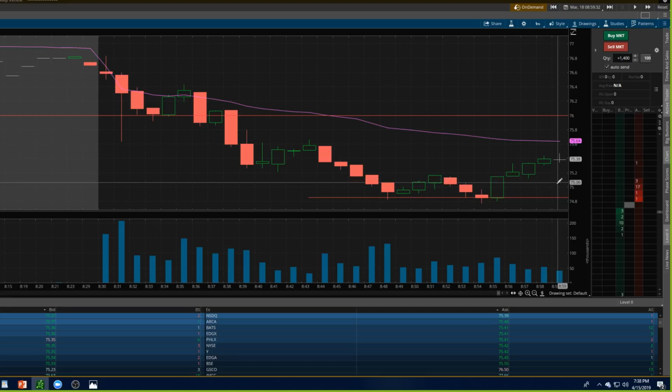And then our reward level is roughly at the low of the day at 75. So our reward target is roughly 80 cents. And so our risk is 35 cents and our reward target is 80 cents. Is that better than 2 to 1? Yes. So it's slightly better than 2 to 1, and that will work.